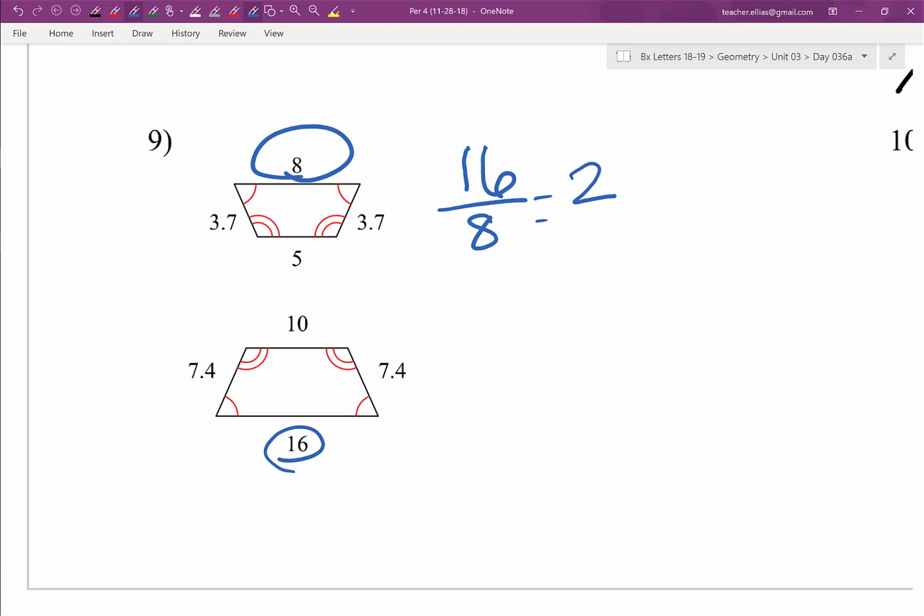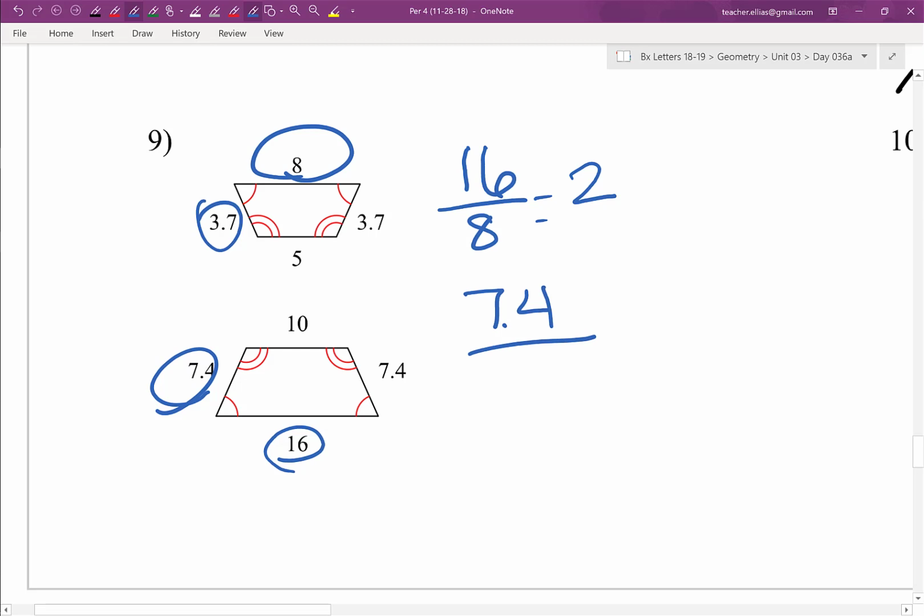Okay. So now we have to do the same, but on the opposite side. So 36, 74. It was 7.4 over 3.7 would give us 2. So they are indeed similar. They are indeed the same.